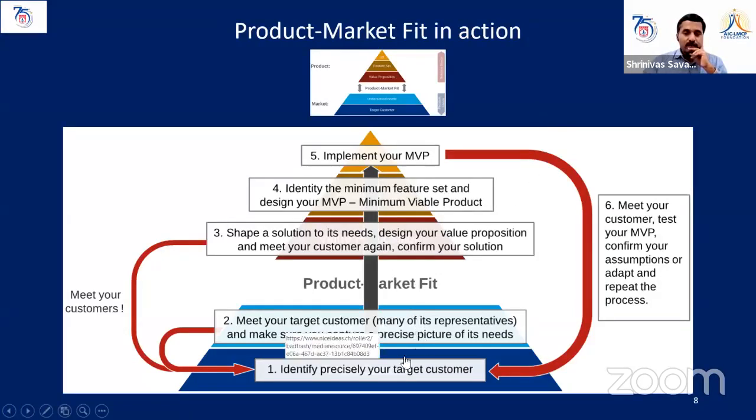So as we saw, the lowest strata is the target customer. So you identify precisely this target customer, and the next comes underserved needs, right? So with this target customer or the representatives, we need to capture a precise picture of the needs, right? So this is also, in other words, called identifying the problem, right? So this is the most critical stage. Once you do realistically identify the problem, then it is easy to arrive at the solution.